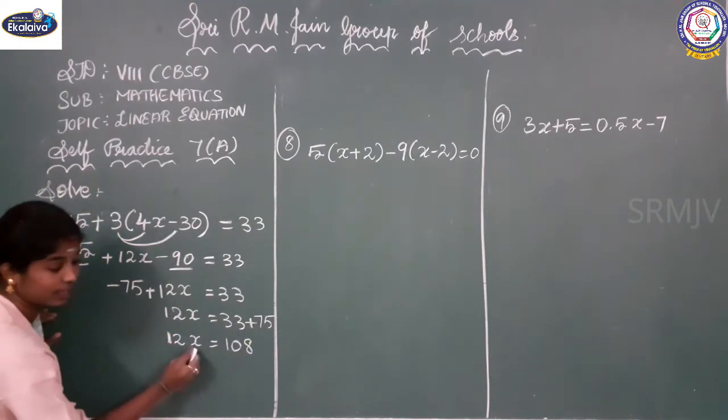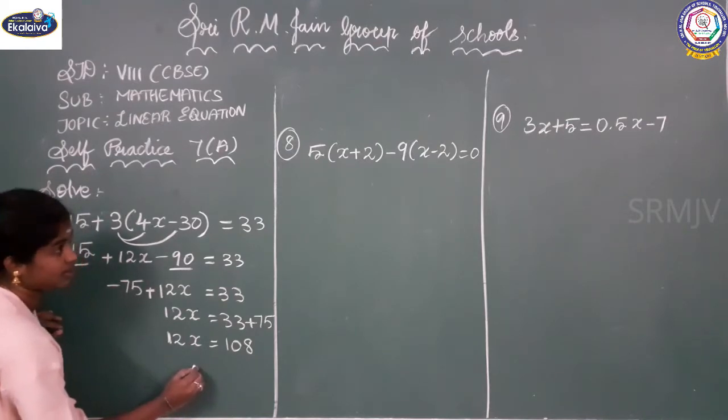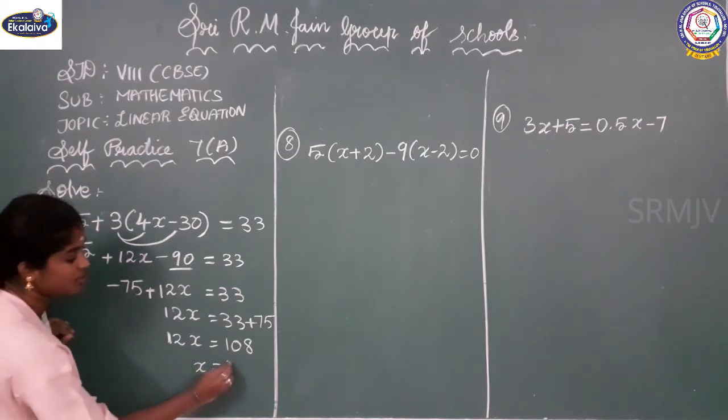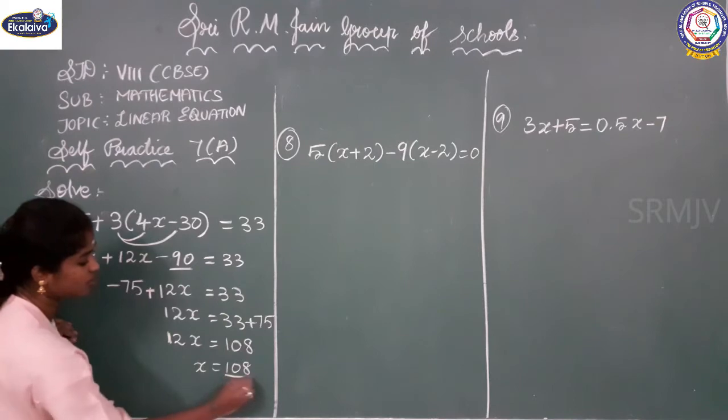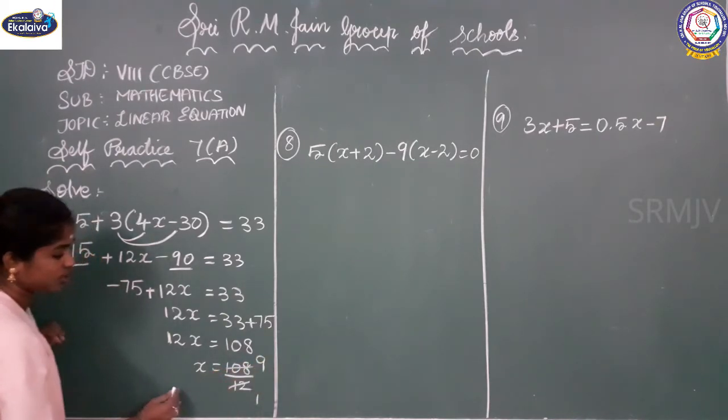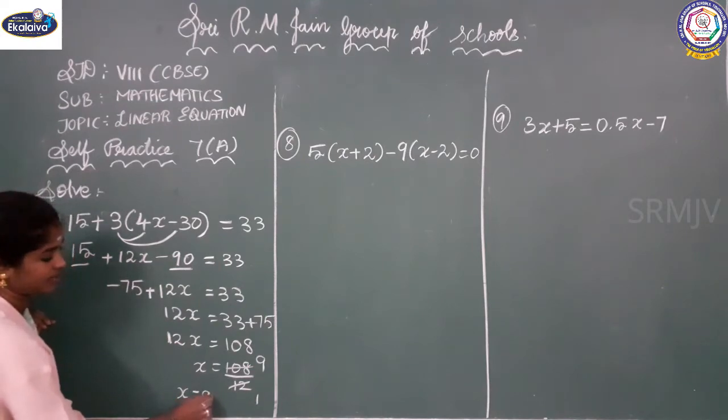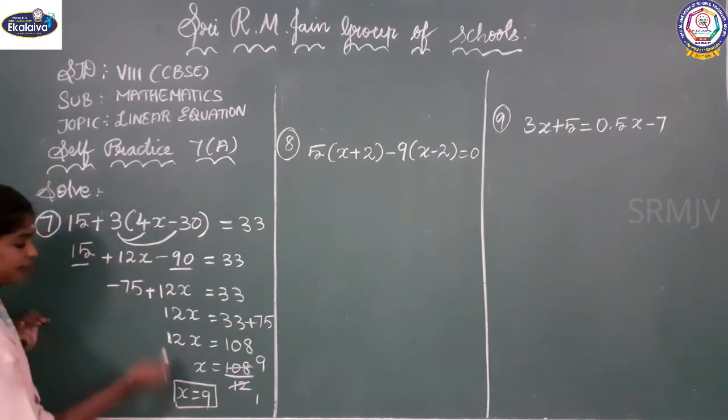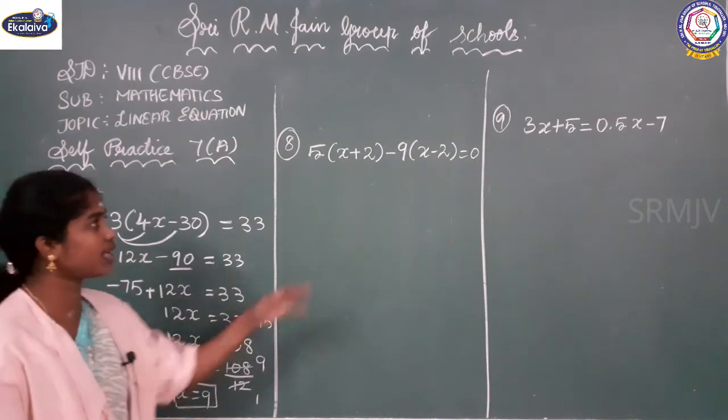So I need the value of the variable x. So x is equal to 108 by 12. 12 ones are 12, 12 nines are 108. So what is the value of x? x is equal to 9. Shall we move to the 8th sum?